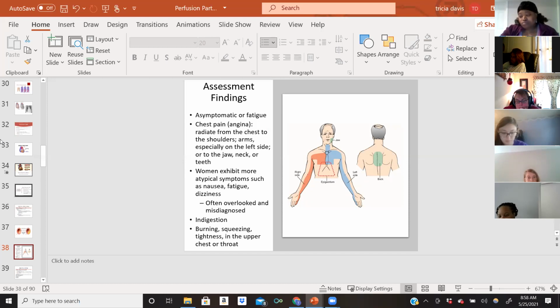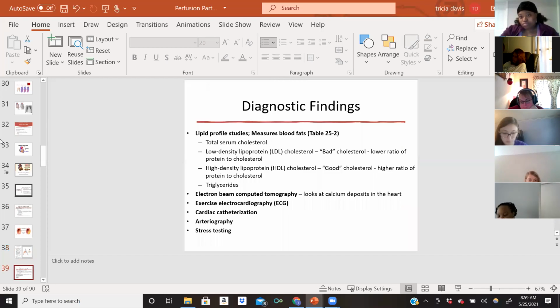Some patients just complain of indigestion, another thing that's very easily overlooked for a long period of time. They might also report burning, squeezing, tightness in the upper part of their chest, or sometimes in their throat.